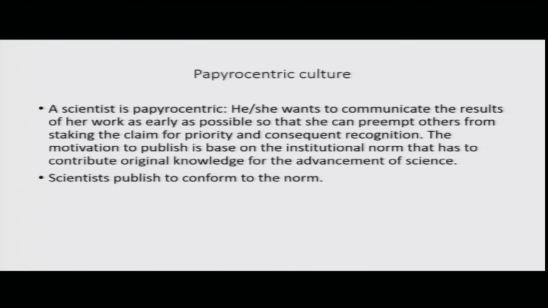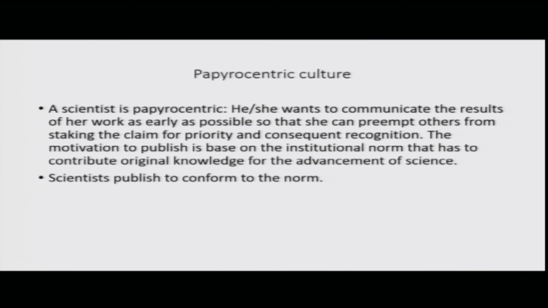This happens in science because in a given specialty, a group of people working in different places might hit upon the same kind of problems and also might hit upon the same kind of solutions. This is called multiple independent discoveries, and in that case there is a race between these groups to publicize and communicate the results as early as possible.